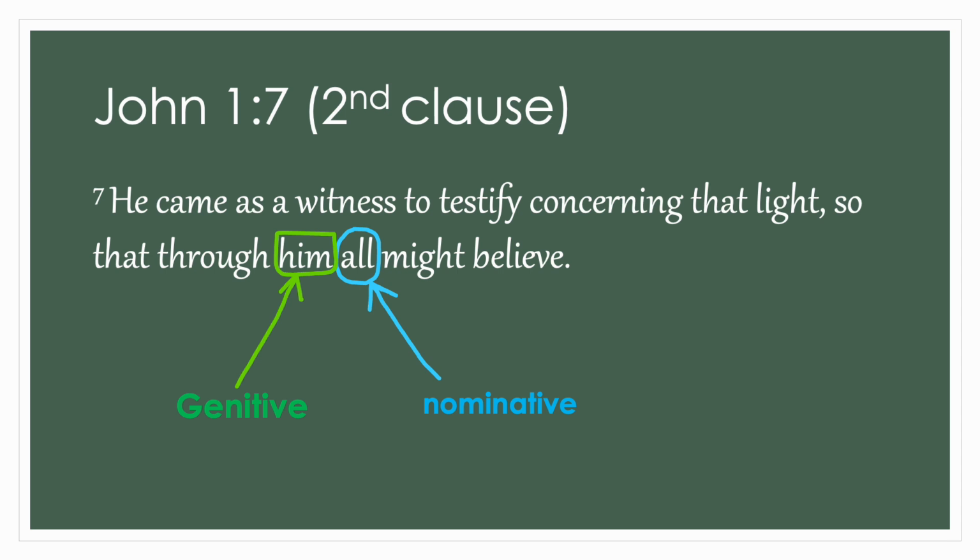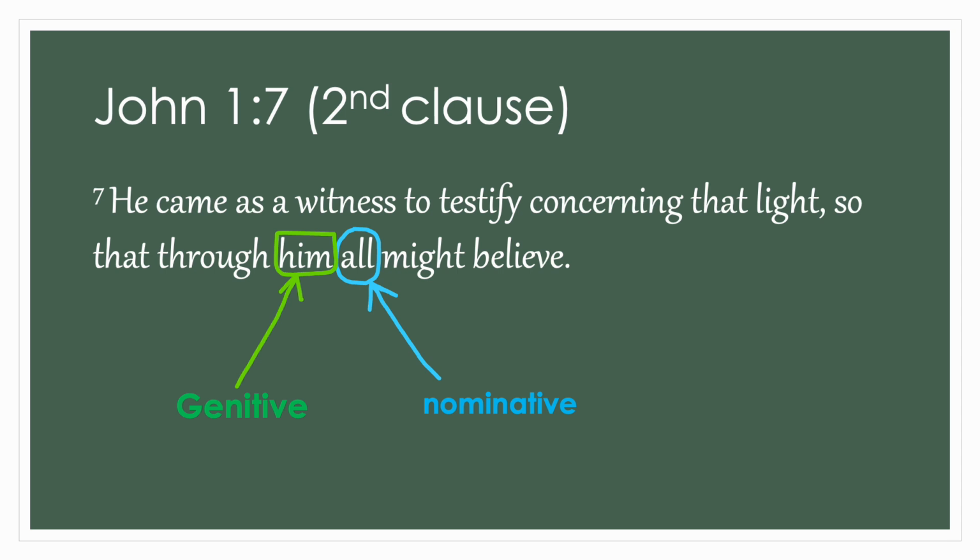Now the pronoun "him" is a genitive because it's in possession of something. So you might ask, what is it in possession of? It is in possession of the witness testimony. Now that is a participle up there, but remember it can act like a noun, like an object. So that's what he is in possession of. And so John is in the genitive.